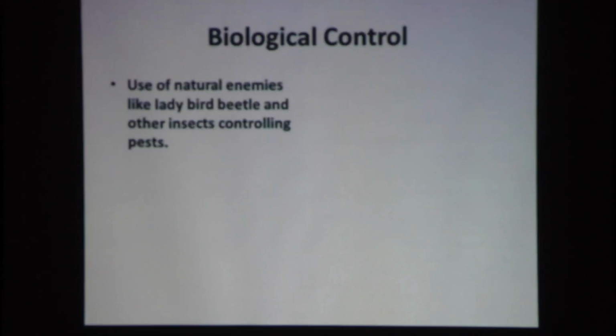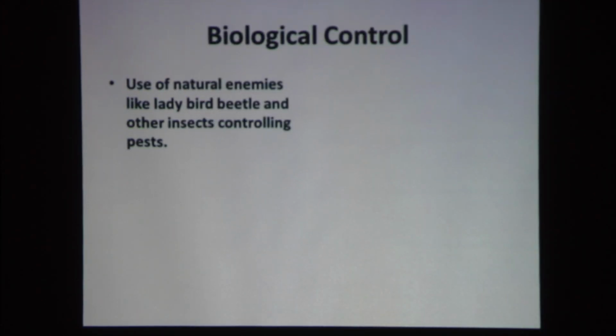Biological control, use of natural enemies like ladybird beetles and other insects to control pests. Biological control is one of the cheapest and best control systems you can use, because once a biological control is introduced, it will stay forever and it will control your pest.